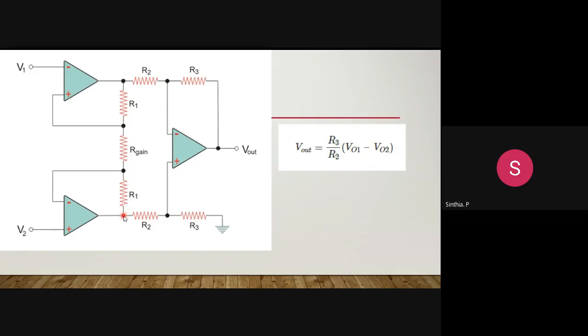The output of the amplifier will be linear, so there is good linearity, typically about 0.01% for a gain of less than 10. The output impedance also becomes low, in the range of milliohms. The input bias current of the amplifier is between the first op amp and the second op amp. So the output generated will be with a gain of R3 by R2 into (V01 minus V02), which is the output of the first amplifier and the second.